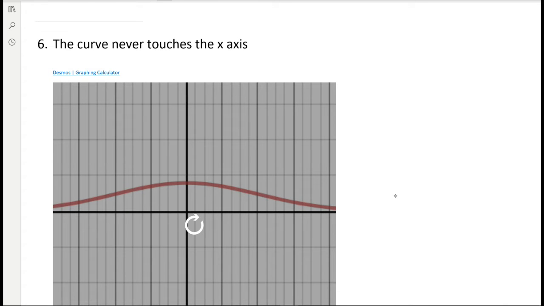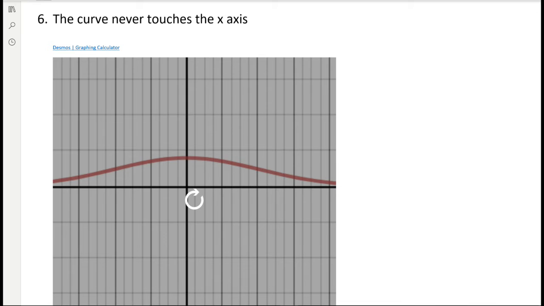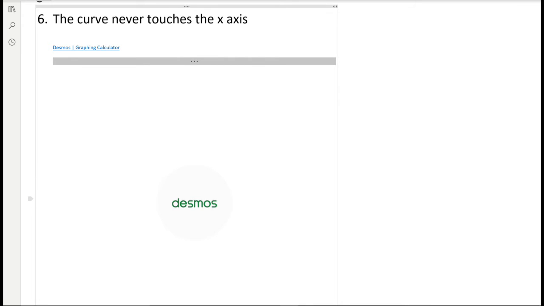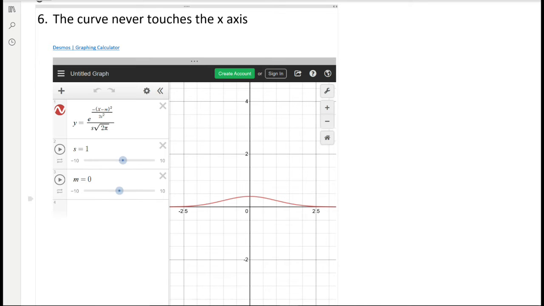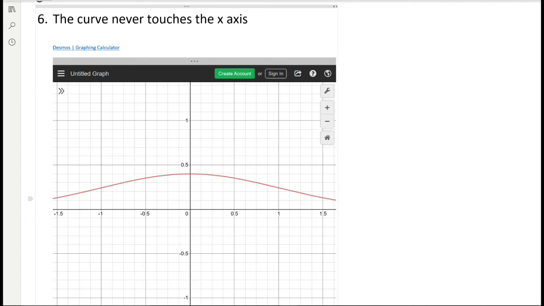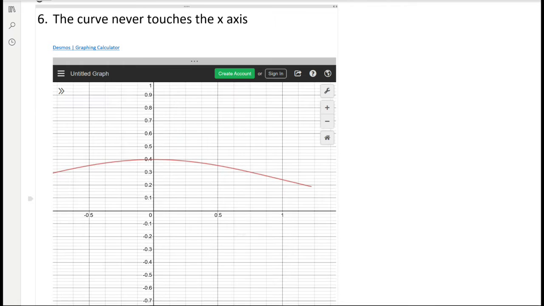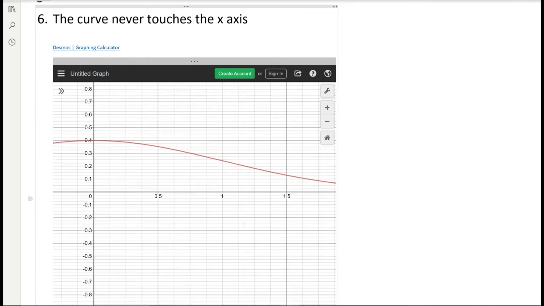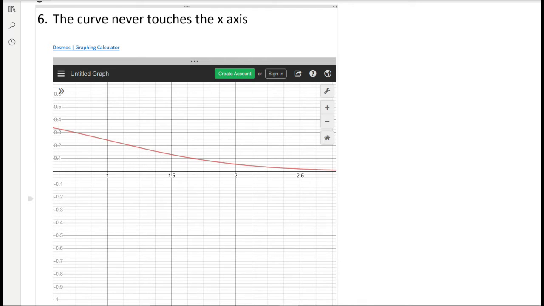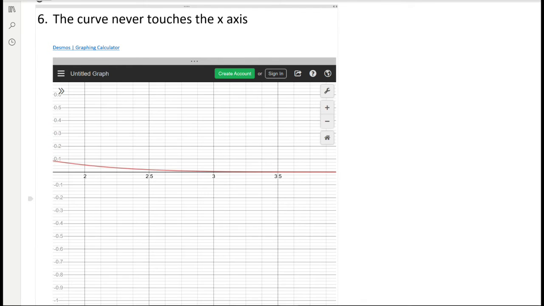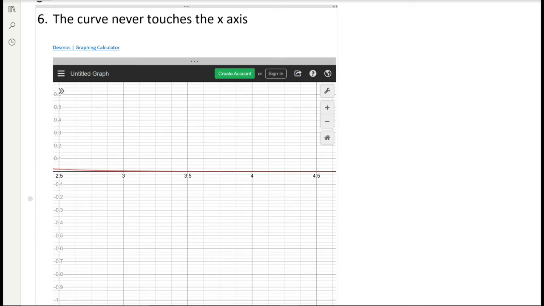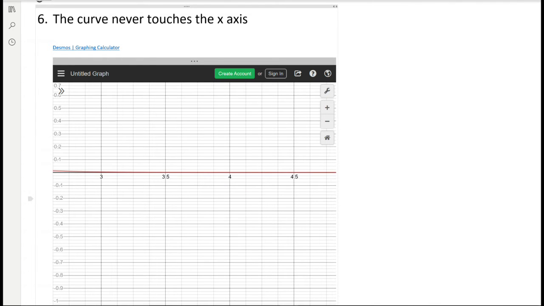Now the sixth property, it helps to demonstrate this on Desmos. The curve never touches the x-axis. So let's show you again the Gaussian function by writing the equation, using the same demo as earlier, but this time we're going to focus on the x-axis. Notice that we have the x-axis and the curve continues and goes forever in both directions. At this point, it looks like the curve touches around the 4 mark, right?